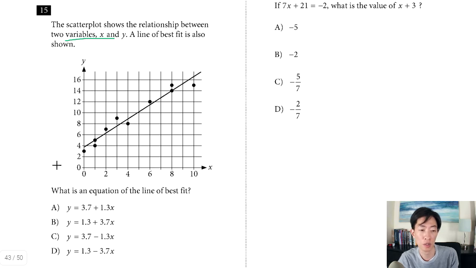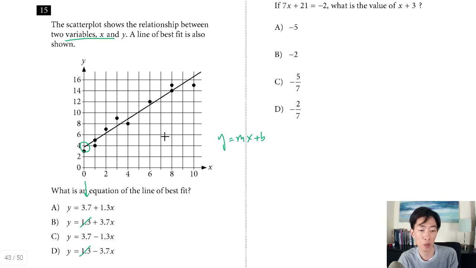The easiest way to do this is, first, let's look at the y-intercept. We know that the y-intercept is somewhere near 4. And notice they put the y-intercepts over here, keeping in mind y equals mx plus b form, in which b is the y-intercept. A value that's a little less than 4, 3.7 works, not 1.3.